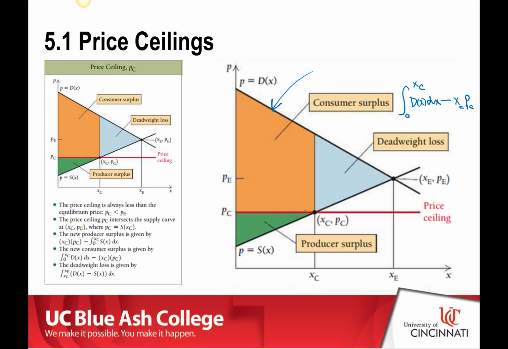It won't always be a triangle. It depends on the shape of the supply function. If the supply function is a straight line, you get a triangle. If the supply function is not a straight line, you don't get a triangle.